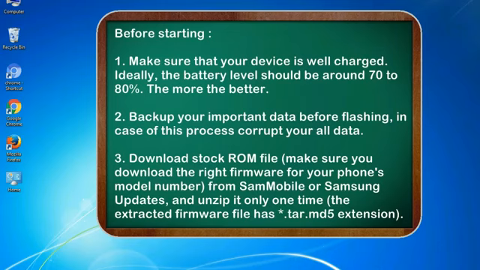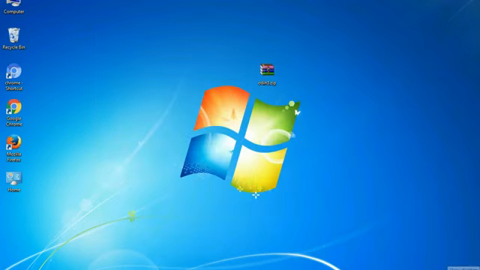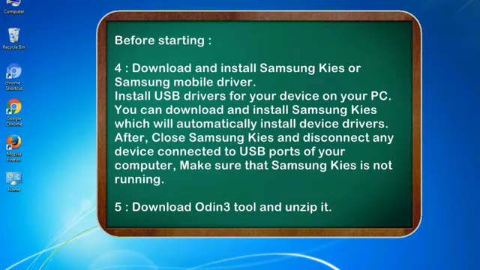3. Download stock ROM file. Make sure you download the right firmware for your phone's model number from Samsung or SamMobile, and unzip it only one time. The extracted firmware file has *.tar.md5 extension.